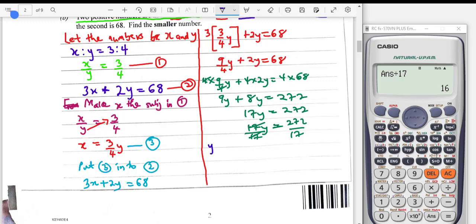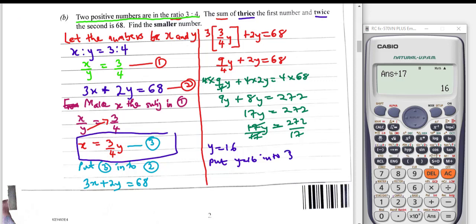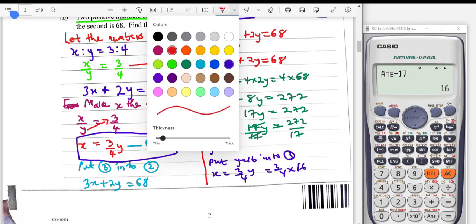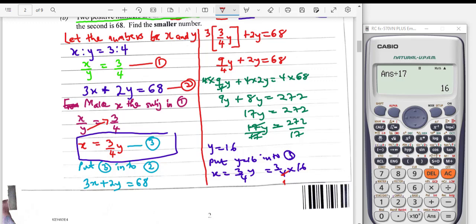So y equals 16. If y is 16, then I know x. So I will put y equals 16 into equation 3 here. I made x the subject here, remember? So equation 3 says that x is equal to 3 on 4 y. So this will be equal to 3 on 4, and the y here is 16. 4 into 16 is 4, so 3 times 4 is 12. So the value of x is 12 and the value of y is 16.